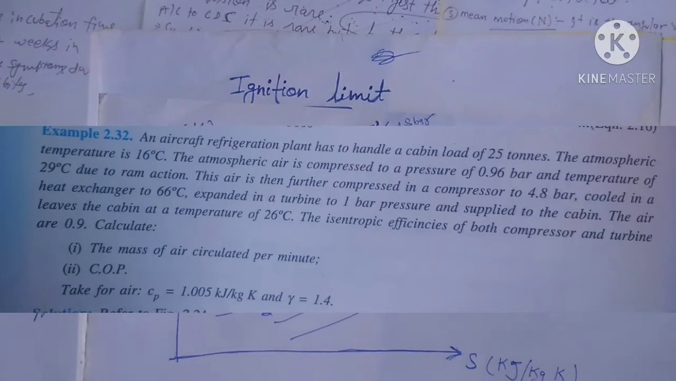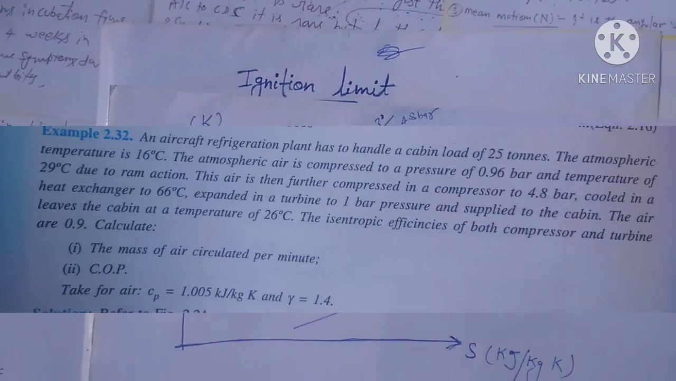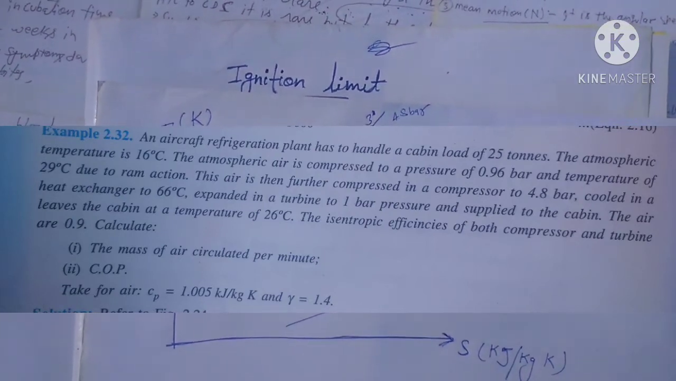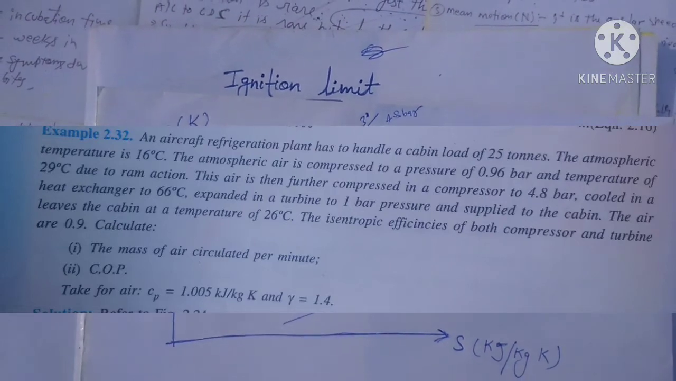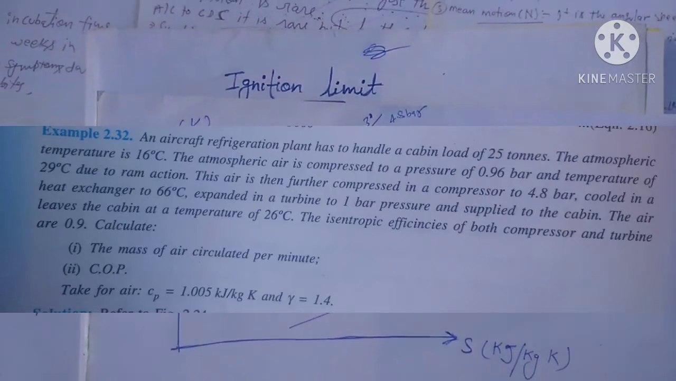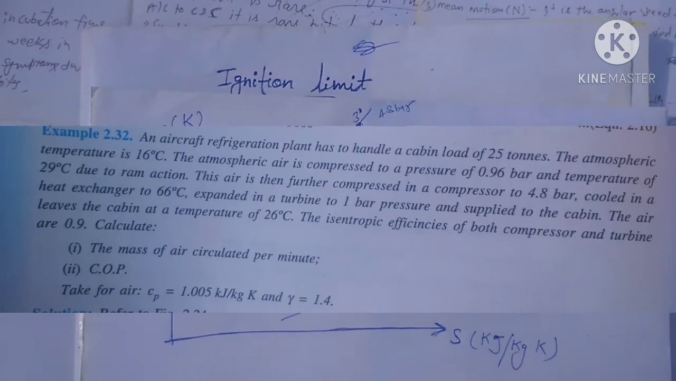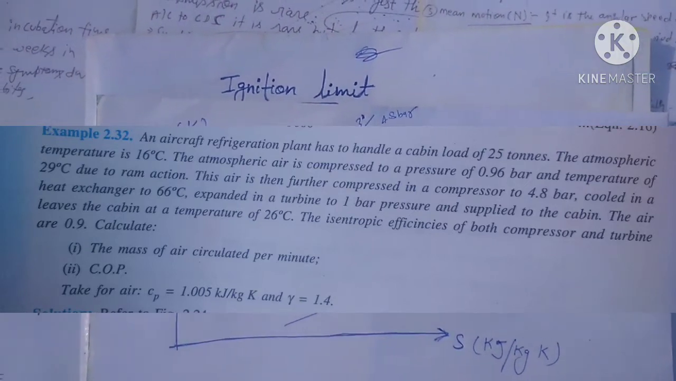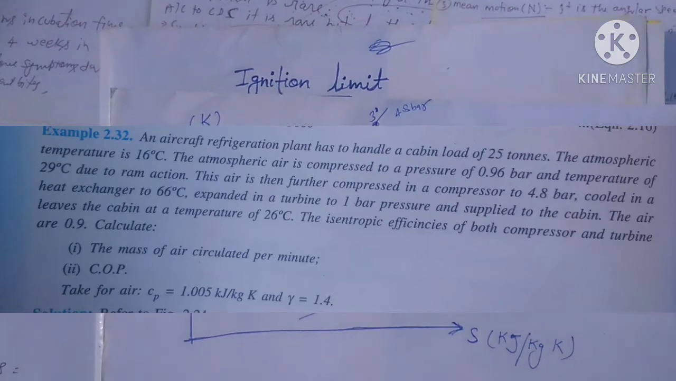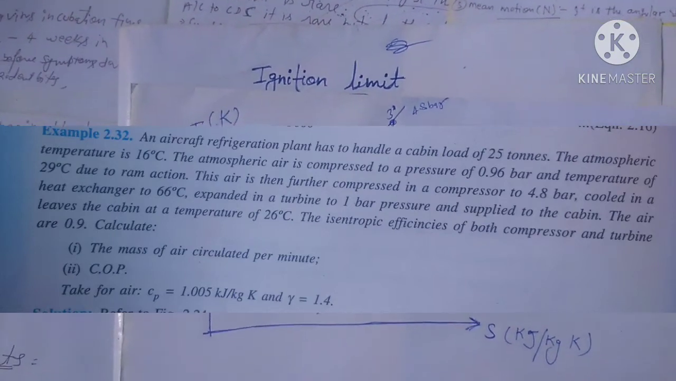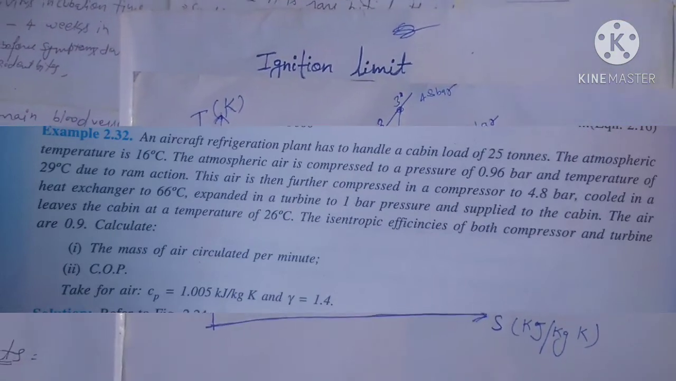The question is: an aircraft refrigeration plant has to handle a cabin load of 25 ton. The atmospheric temperature is 16 degrees Celsius. The atmospheric air is compressed to a pressure of 0.96 bar and a temperature of 29 degrees Celsius due to ram action. This is the question you see on the screen.